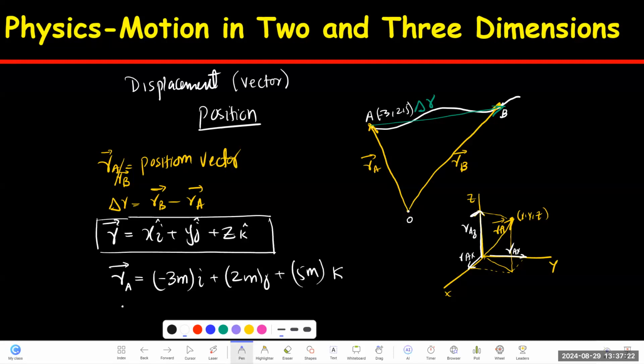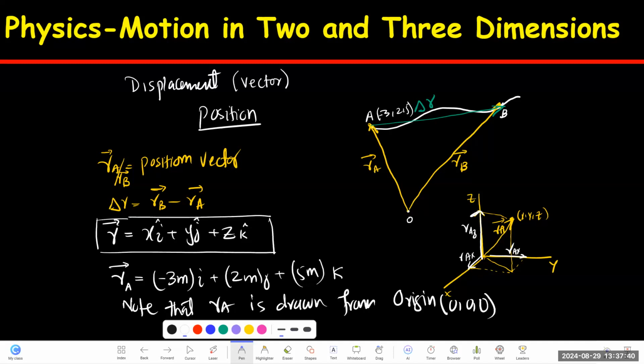Note that RA is drawn from the origin, 0, 0, 0. So this vector starts from this point, which is considered the origin where everything is 0. If it's not 0, then you have to take into account the difference between the coordinates. So whatever the coordinate of this origin is, you have to subtract it.